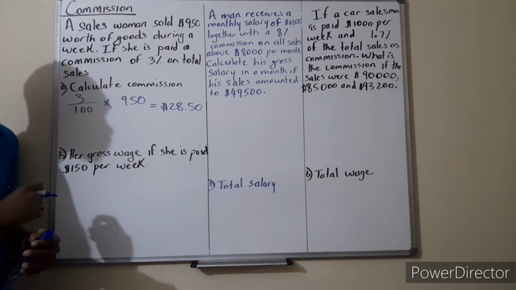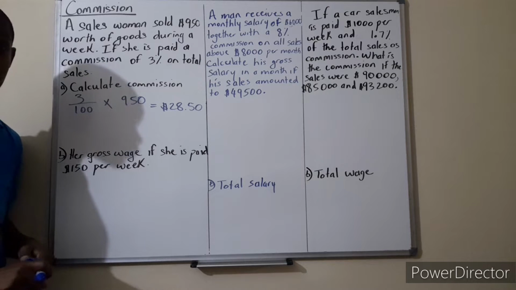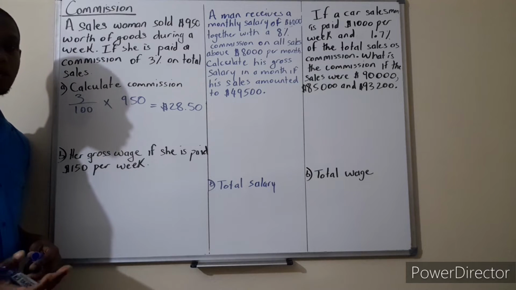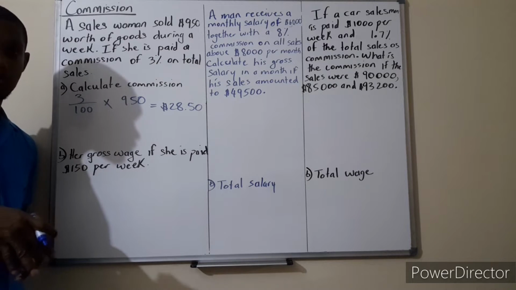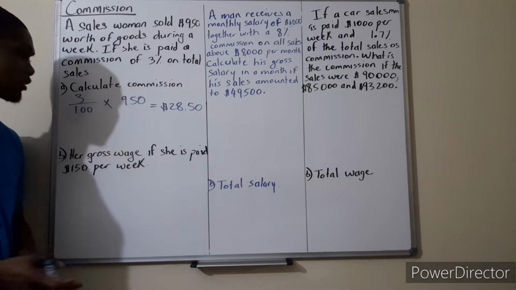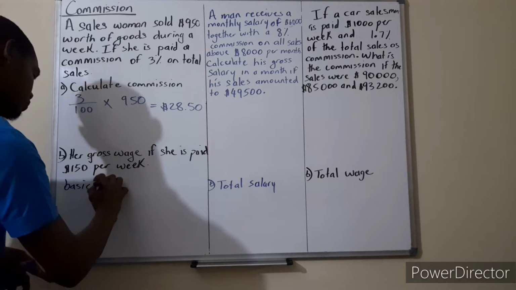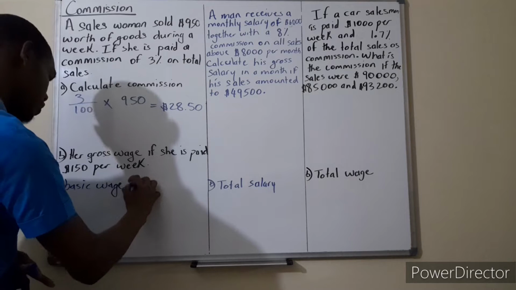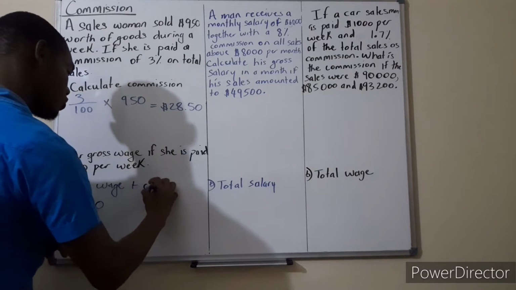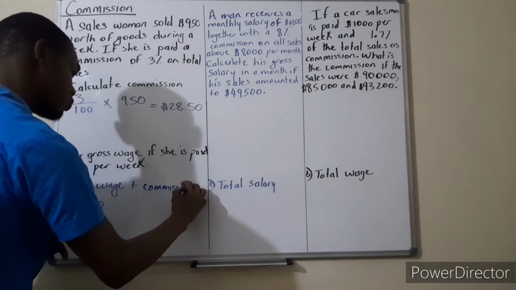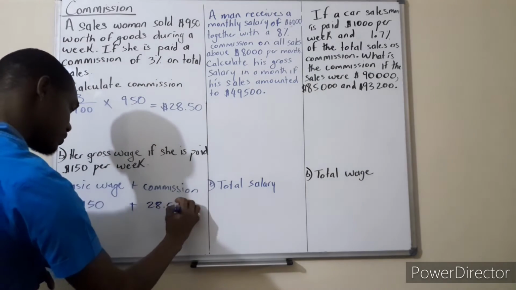Now, part B says, her gross wage if she is paid $150 per week. So for the total wage, or total salary, it's always the same thing. It's the commission plus the person's basic wage. In this case, the basic wage would be $150, and it should be added to the commission. The commission in this question would be the answer that we just worked out, which is $28.50.